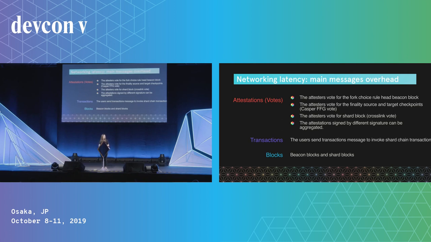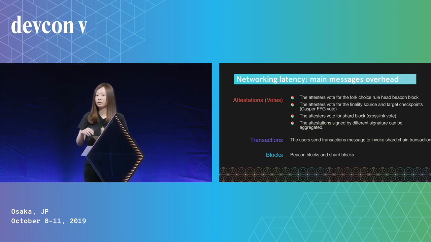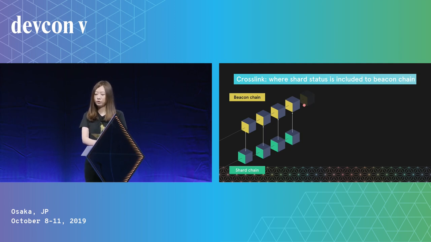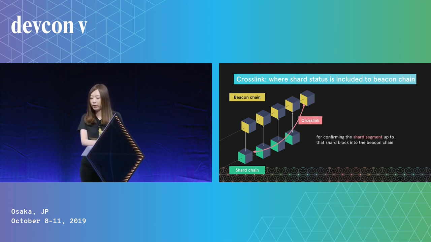And the next topic is about the network latency. These messages are the main overhead of the sharding network, including the attestations, which are the votes between the beacon chain and the shard chains. The second one is the transactions, which are only in the sharding network. And also there are blocks, including the beacon block and the shard blocks. And we have the crosslink. The shard block will point to the beacon block, and the beacon block will sometimes refer to the shard block. That's called the crosslink.